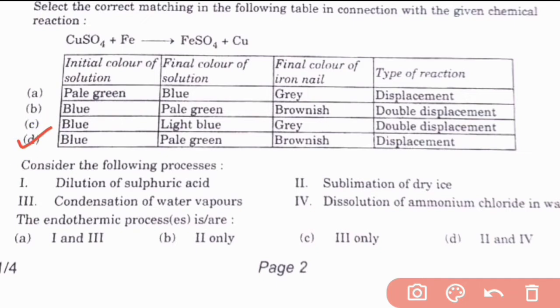So next question we have, that is question number 4. Consider the following process: dilution of sulfuric acid, sublimation of dry ice, condensation of water vapors, dissolution of ammonium chloride in water. So the endothermic process, we know very well, is the process in which energy is absorbed. So energy is absorbed in the sublimation of dry ice and the dissolution of ammonium chloride in water.